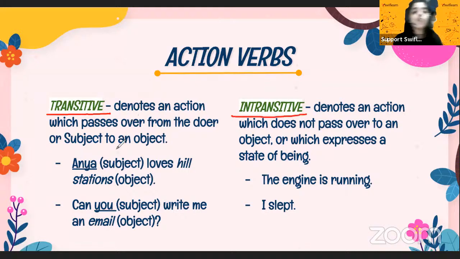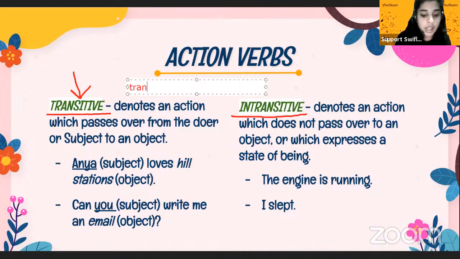So, transitive means transition, transfer. Transitive means an action which passes over from the doer to the object. Transfer. Always remember, transitive verb means transfer of the action. You can also write it as a note. Transitive verb means transfer of the action. All right. So, what is the meaning of transfer of the action?